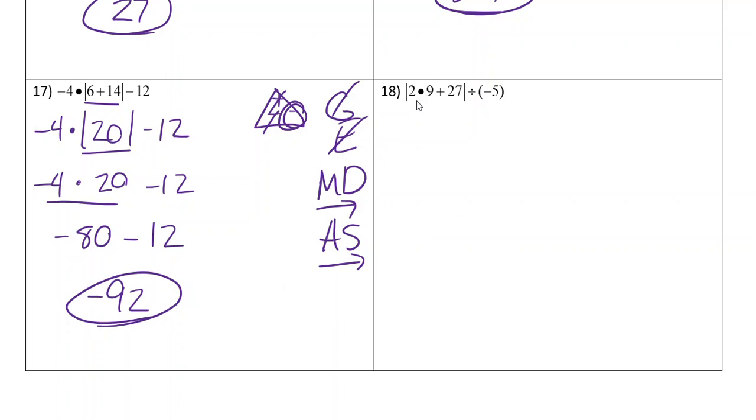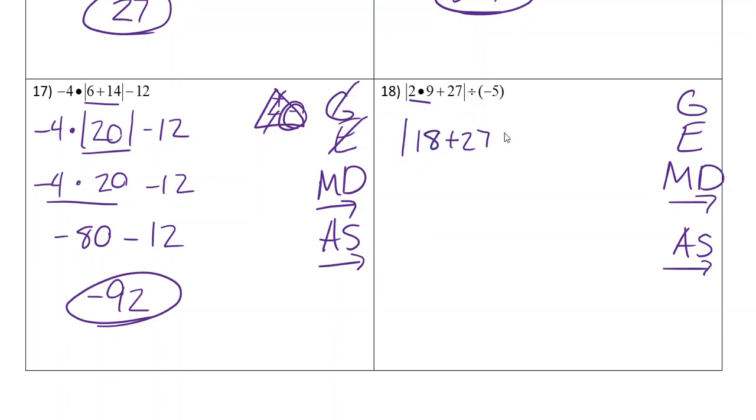Now for number 18, make sure you followed order of operations within that absolute value. You have to still follow the order of operations inside of that grouping symbol. So you should have done the multiplication first. So I would have had absolute value of 18 plus 27 divided by negative 5. And then I have 18 plus 27 still, which is 45 in absolute value, divided by negative 5.